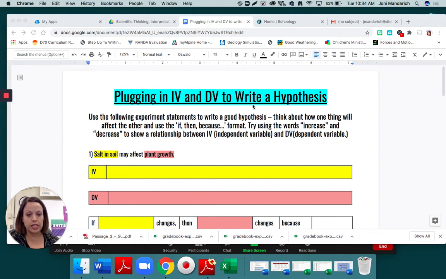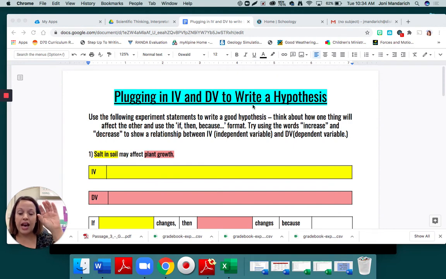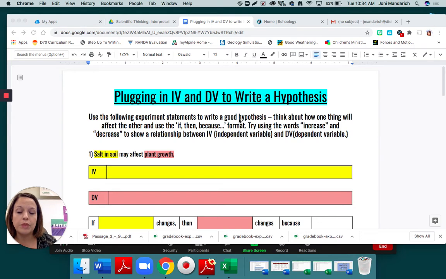Okay. So you will have this worksheet today that says plugging in IV and DV to write a hypothesis. When I say plugging in, I mean that we can take the words and plug them right into the hypothesis statement. So let's give it a try. Use the following experiment statements to write a good hypothesis. Think about how one thing will affect the other, and then use the if, then, because format. You can try using words like increase or decrease to show the relationship between the independent and dependent variable, or you can just leave it like it is where it says changes.